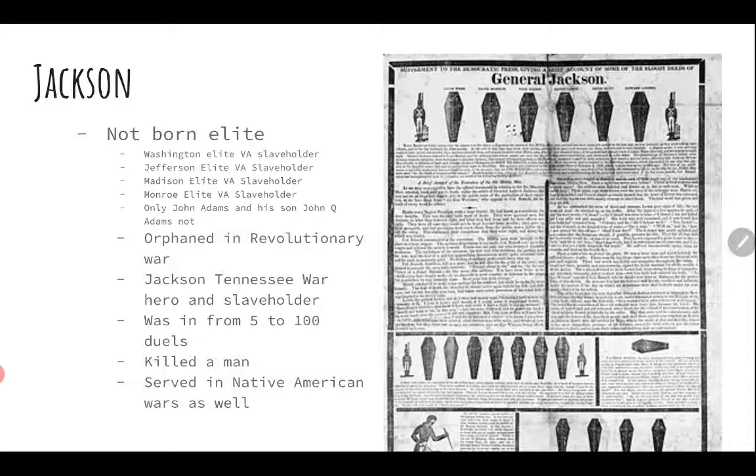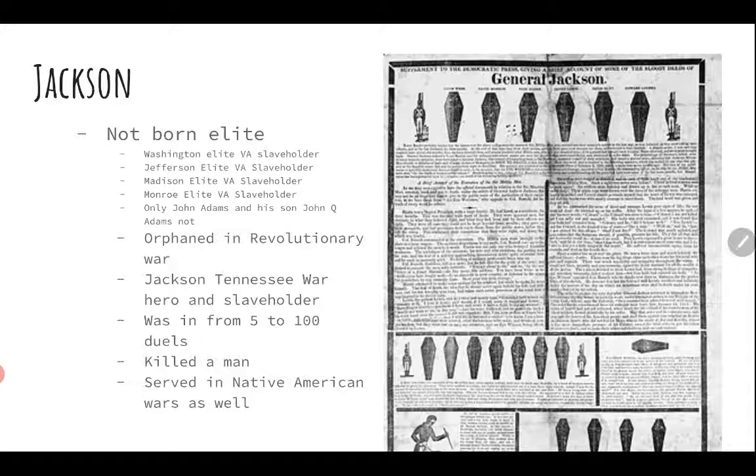He was involved in like 5 to 100 duels. It depends on who you talk to. I like the term of 100 duels. He got in a lot of duels. He killed a man in a duel, and most of these duels were over people insulting his wife. He served in Native American wars as well. He actually adopted a Native American son as well. Anyway, he's a very complicated man.